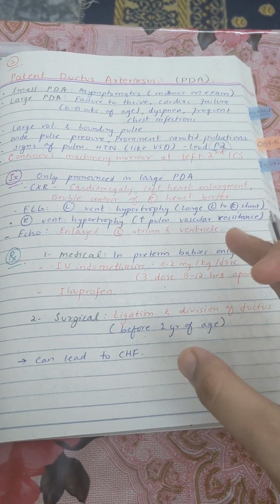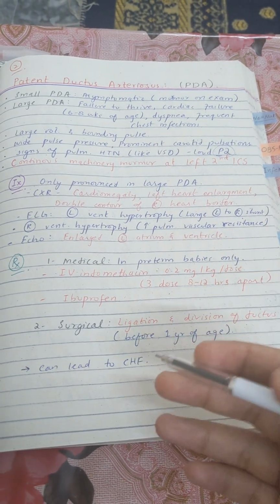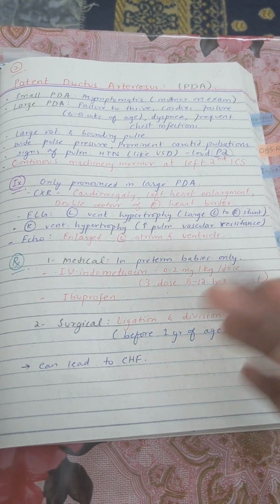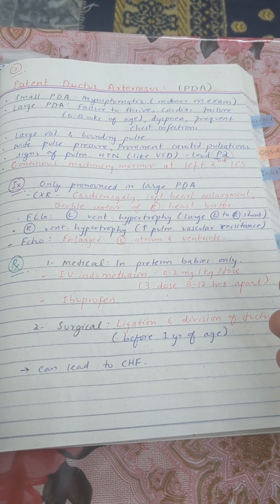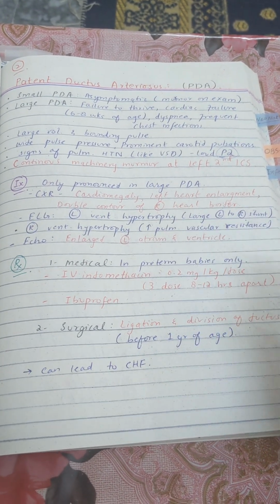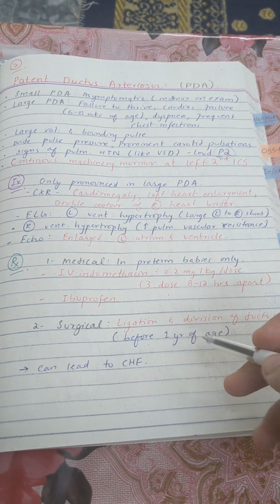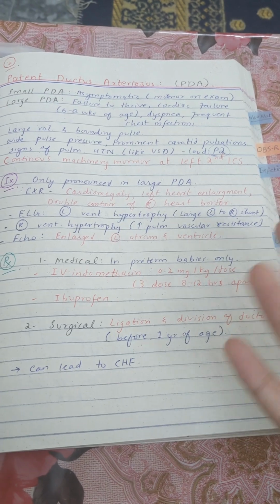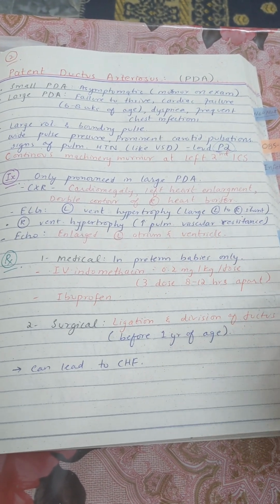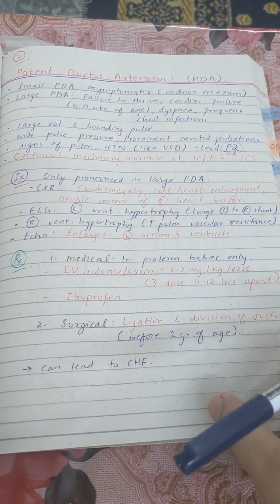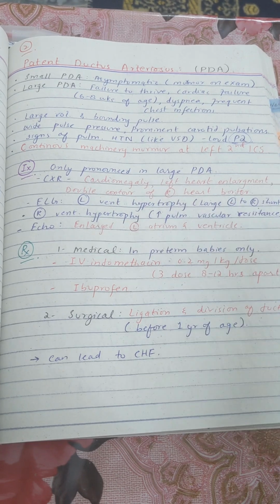So medical treatment will only be tried in a patient of preterm birth, while surgical treatment will be the definitive management option, and this will include ligation and division of the ductus arteriosus. So if it remains patent, what we do is we simply ligate and divide the ductus, and it has to be done before 1 year of age. So the age at which we do the definitive surgery is very important. So in a child of PDA, we do the definitive surgery before 1 year of age, and if it is not corrected, this can lead to congestive heart failure. So congestive heart failure is the complication of persistent PDA.